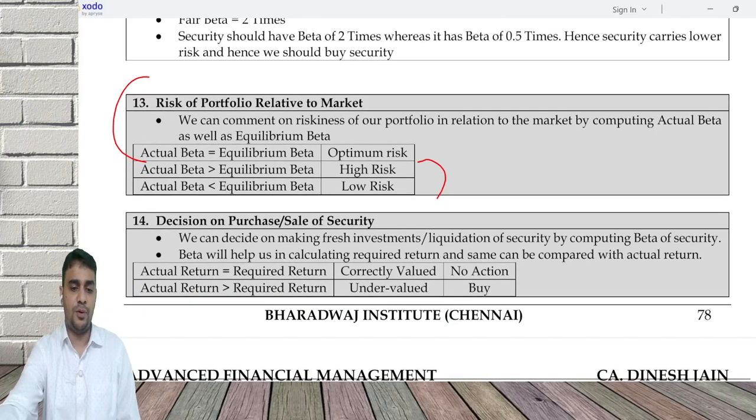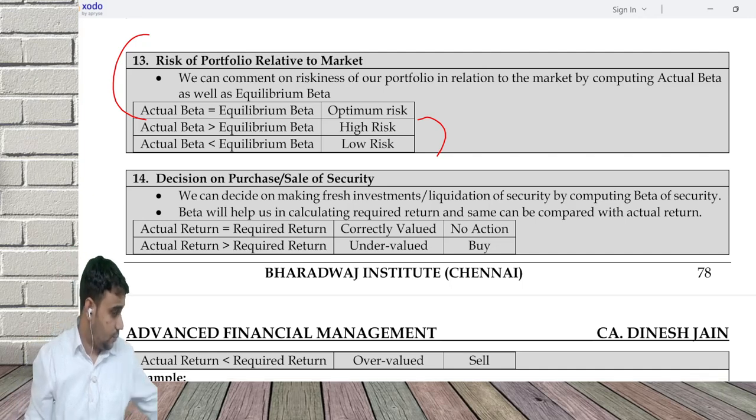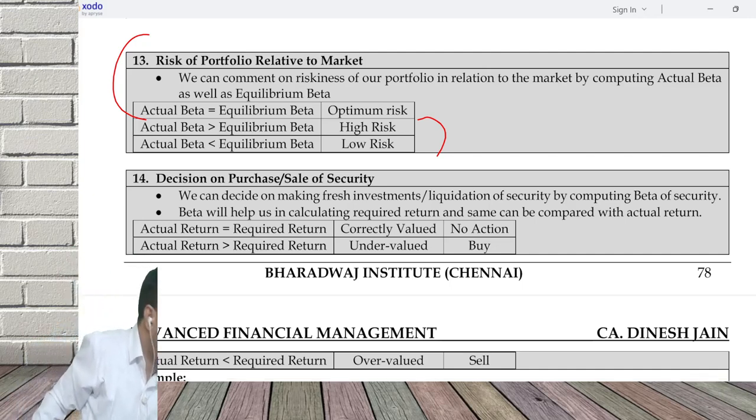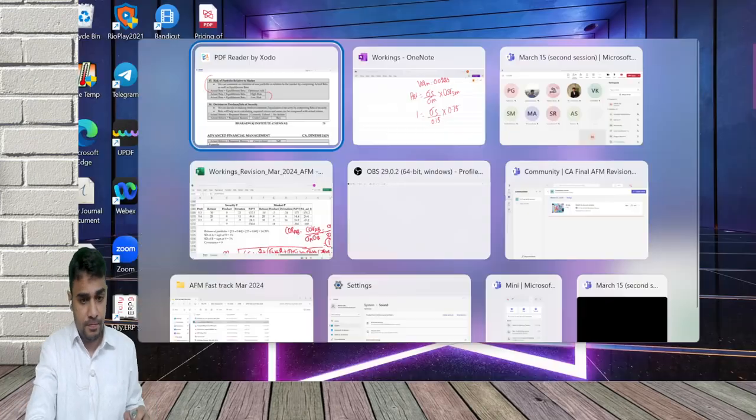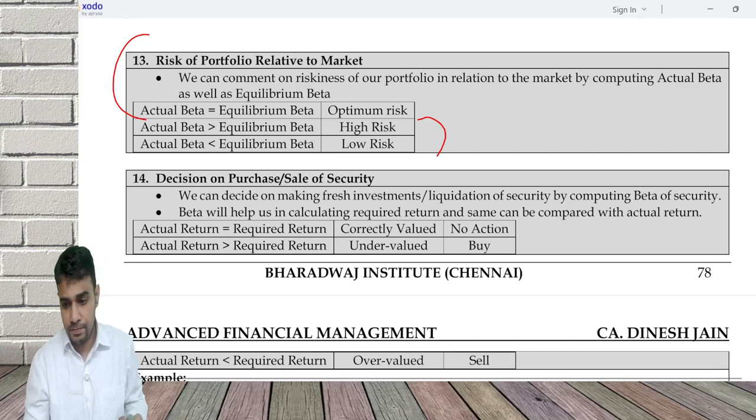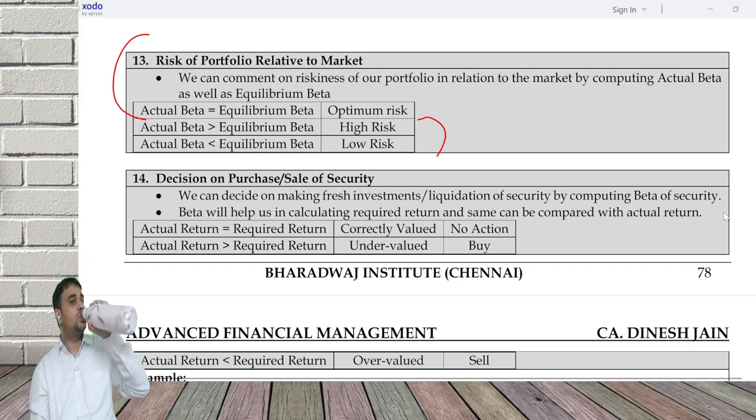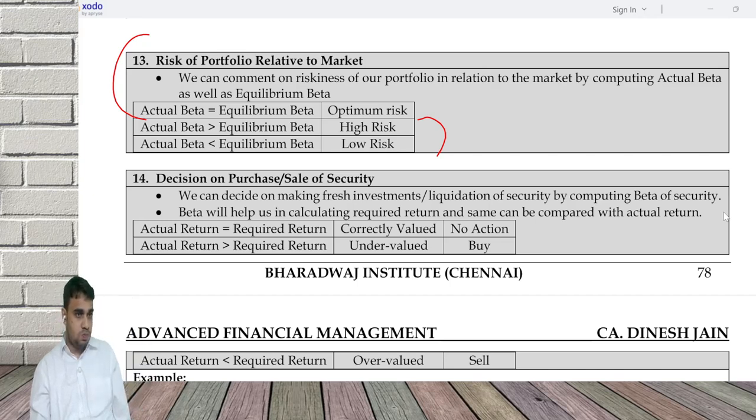You can read 13 and 14. I'll discuss in a minute. Please read 13 and 14. Twelve, 13, 14 summarizes a lot of things, interrelated elements. So read 13 and 14.